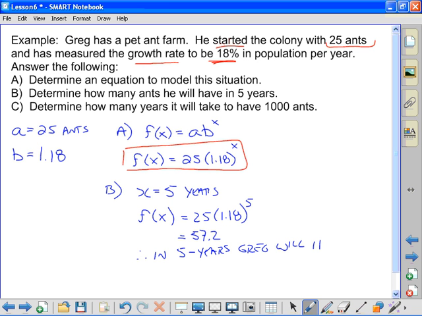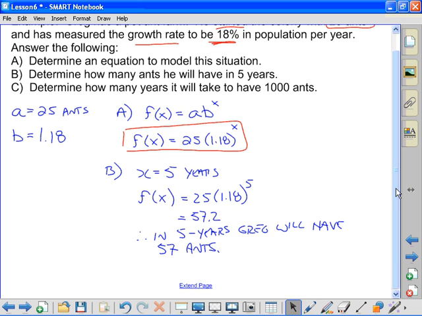So therefore, in 5 years, Greg will have 57 ants. Don't put the 0.2 in. You can go 58, I don't care, 57, 58. Just don't put part of an ant in. When you read it, it sounds silly. You've got to have a whole ant. So 57 ants or 58 ants.